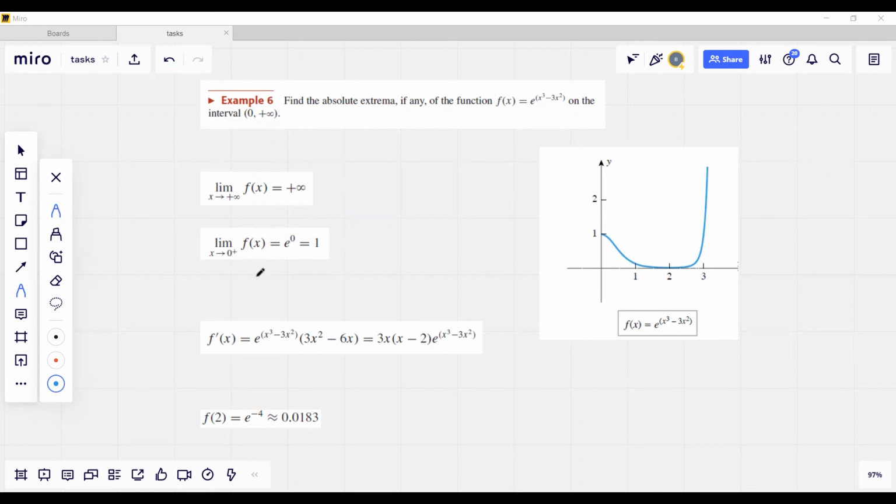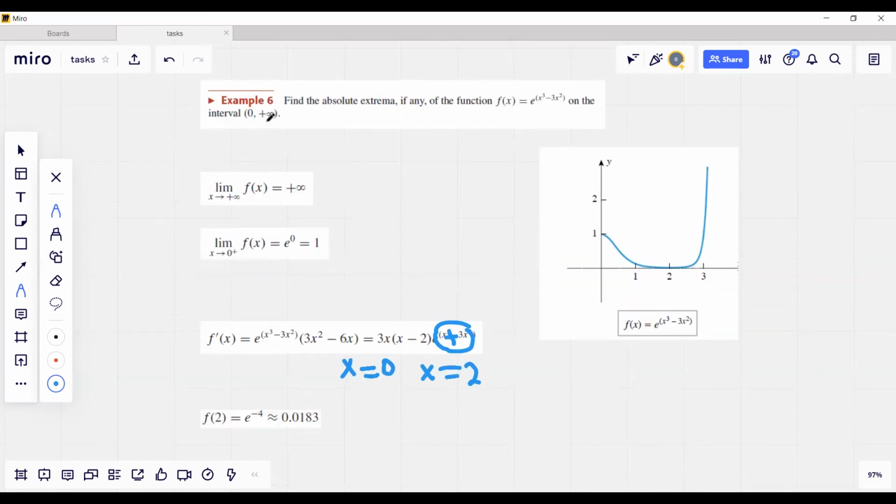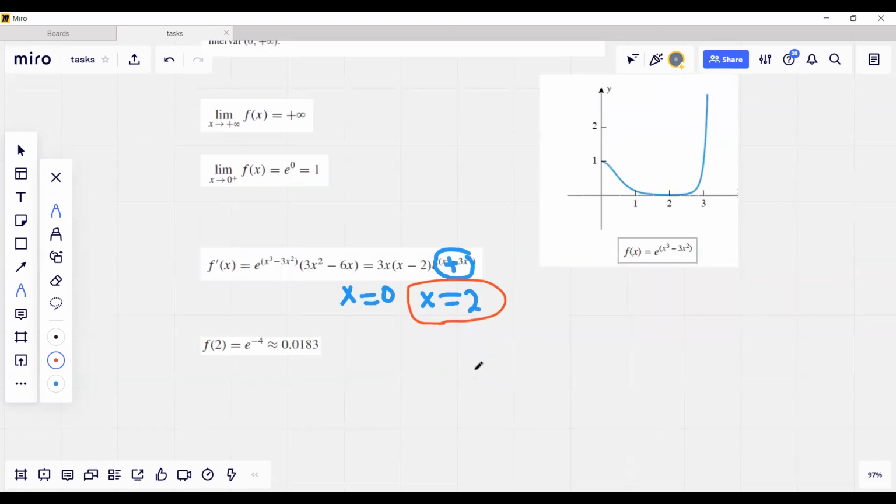So to find that absolute value, we are going to find critical points by finding the first derivative. We find x is equal to 0 is a critical point, and x is equal to 2 is another critical point. And e to the power of this is always positive. All right, so inside of this open interval from 0 to plus infinity, the only critical point is x is equal to 2. So the only relative extremum point is at x is equal to 2.